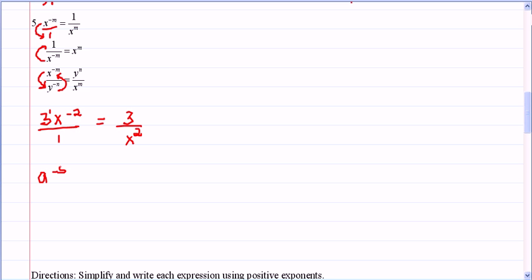If you had a to the negative fifth times a squared, I'm multiplying, so I would add the powers of negative 5 plus 2, which is a to the negative 3. And you never want to leave a final answer with a negative exponent. So I put this over 1, move the entire term to the denominator, and I would write the final answer as 1 over a cubed.